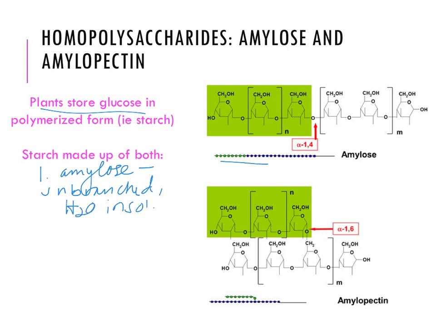Okay, so here's an amylose. It's just a repeating chain of glucose, and what you'll notice is that all of these are identical in structure, and that's what makes it a homopolysaccharide. So it's homo because they're all the same, poly meaning many, and they're all saccharides. And then the other flavor in plants is amylopectin.